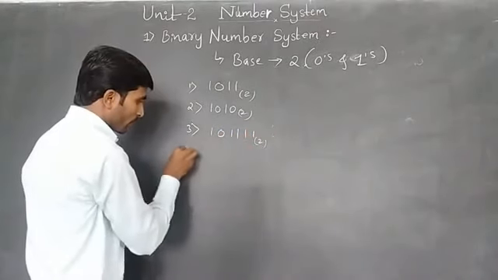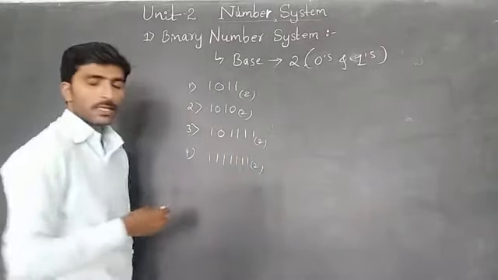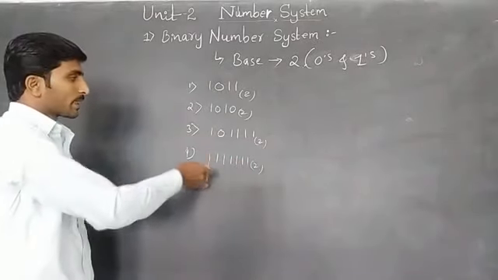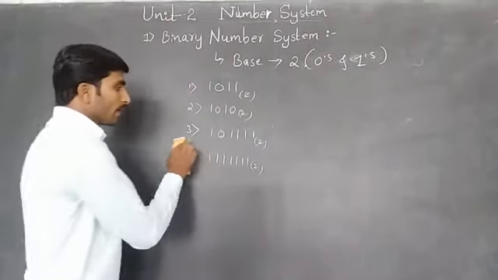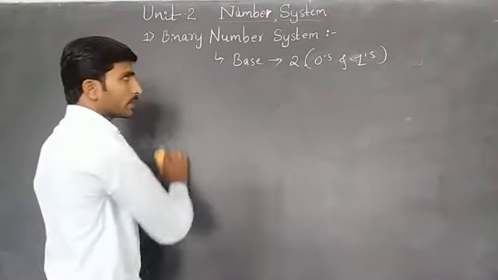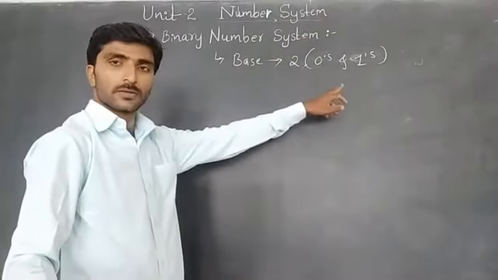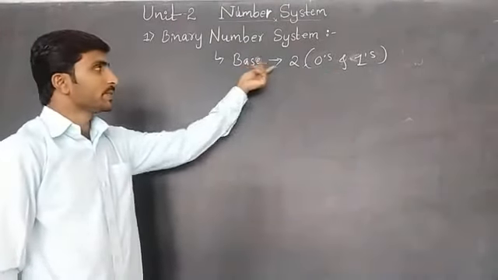Base is 2. Fourth one is 1 1 1 1 1. Base is 2. Okay. So these are some examples for the binary number system. Now tell me, how many numbers are present in the binary number system? There are 2 numbers, zero and 1. The range is only 0 to 1. Then the base is 2.